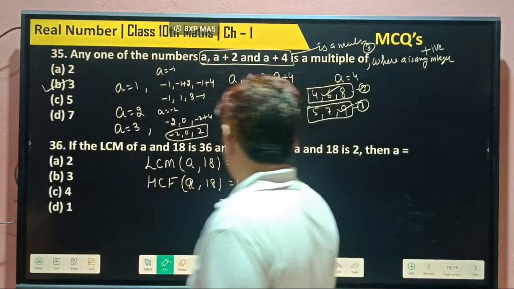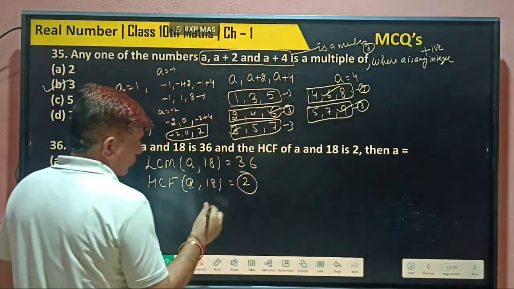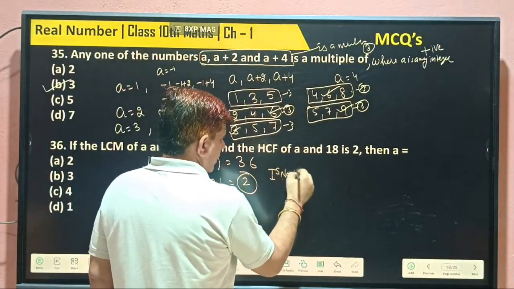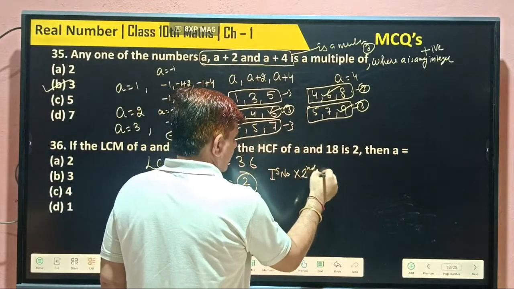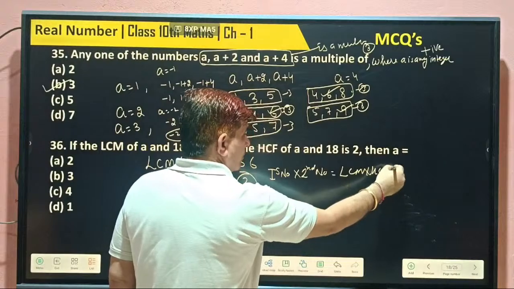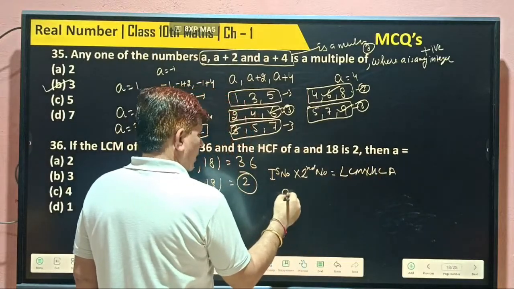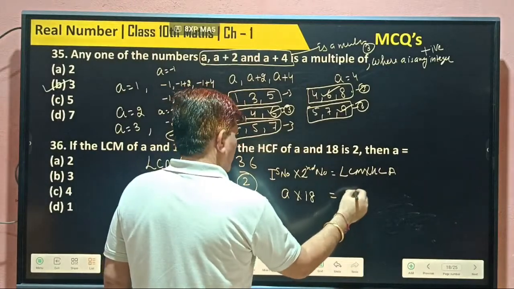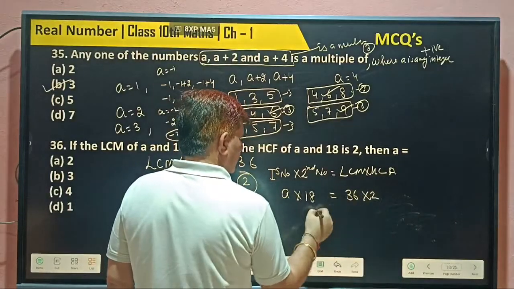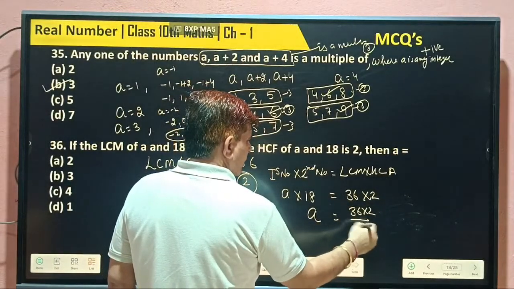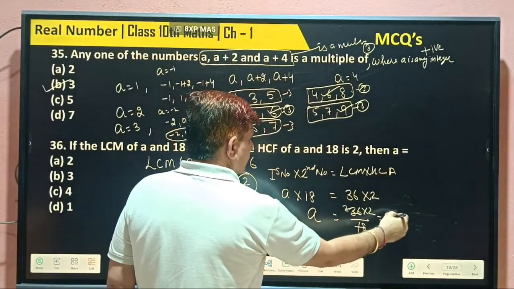Understood? This is the LCM, this is the HCF. So we know first number into second number is equal to their LCM into their HCF. So first number A, second number 18, LCM 36, HCF 2. So what's your A? 36 into 2 by 18. 18 2 ja, so A equal to 4.